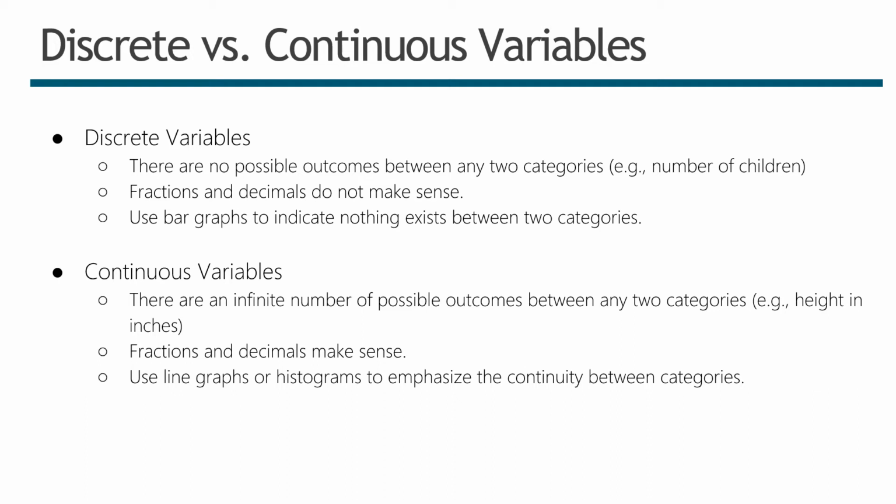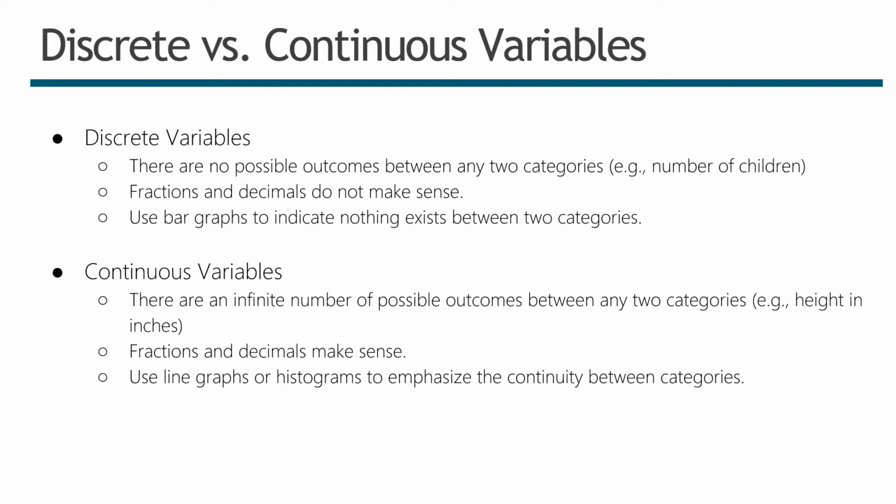This is very often the case when you're counting things, like the number of phones you have or the number of houses you have. Decimals and fractions don't make sense. And when you have discrete variables and you're going to graph the data, you use bar graphs because you want to indicate that nothing exists between these two categories. By a bar graph, I mean a graph where you have bars and the bars do not touch.